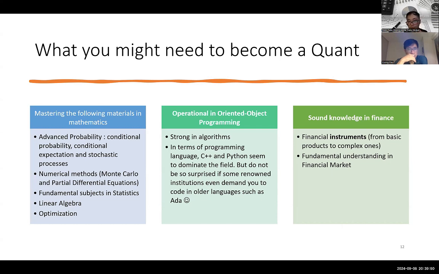Monte Carlo is easier and more popular, but numerical solutions of partial differential equations are normally faster and, I mean, more powerful. But in some sense, fundamental subjects in statistics, fundamental engineering and optimization can come in handy for sure, right? That's the part on mathematics for you. The second thing is operational: OOP, object-oriented programming.